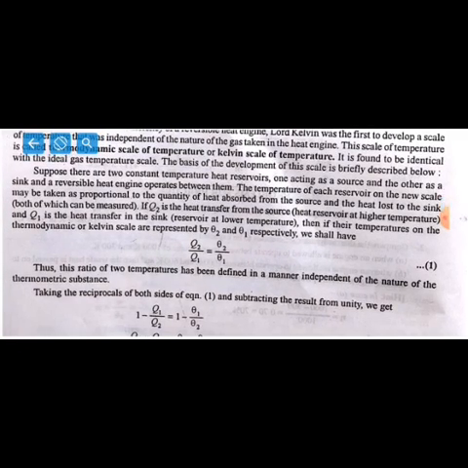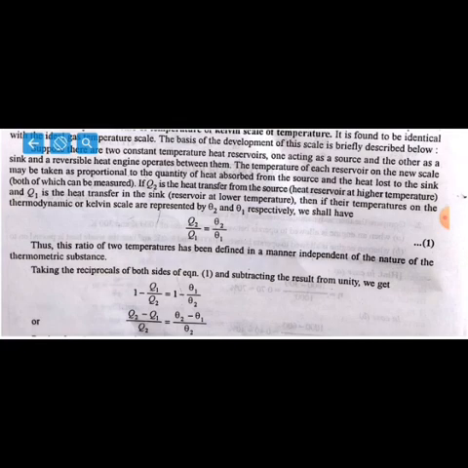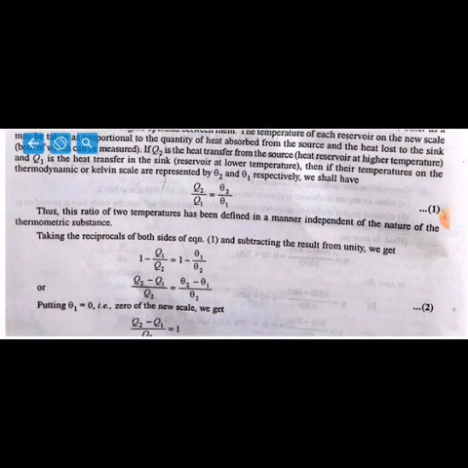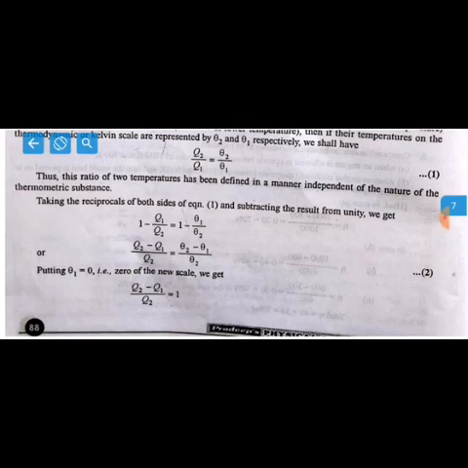Thus, this ratio of two temperatures has been defined in a manner independent of the nature of the thermometric substances. Taking the reciprocal of both sides of equation 1 and subtracting the result from unity, we get 1 minus Q1 by Q2 is equal to 1 minus theta 1 by theta 2, or Q2 minus Q1 divided by Q2 is equal to theta 2 minus theta 1 divided by theta 2. Putting theta 1 equal to 0, that is 0 of the new scale, we get Q2 minus Q1 divided by Q2 is equal to 1.